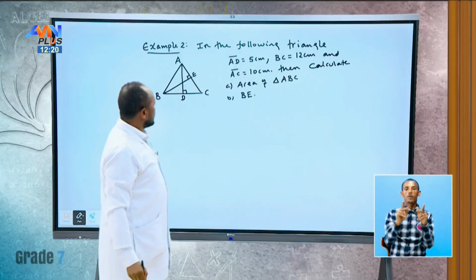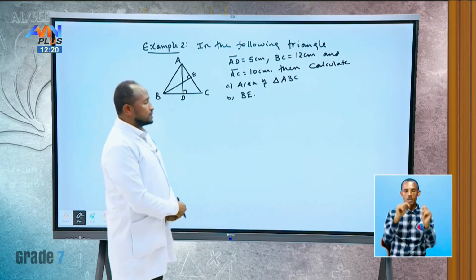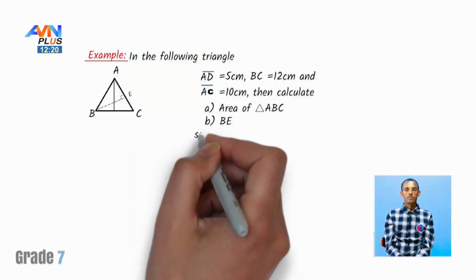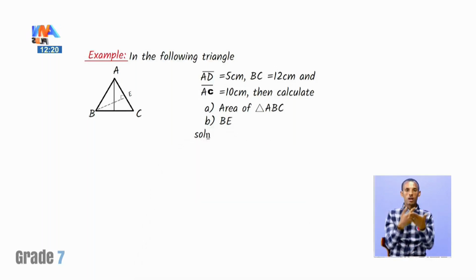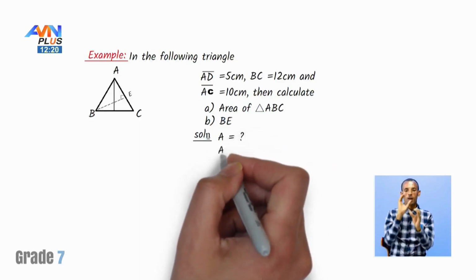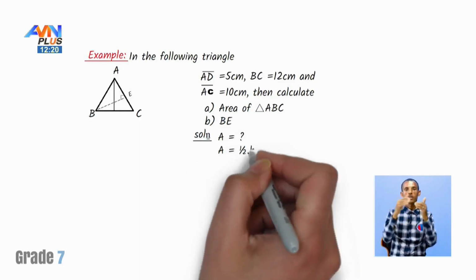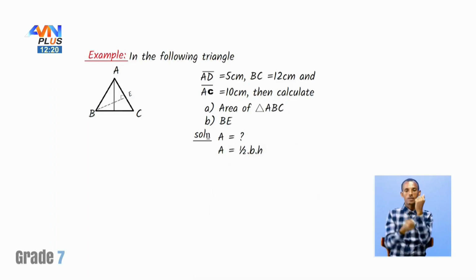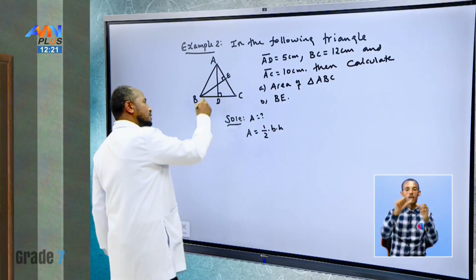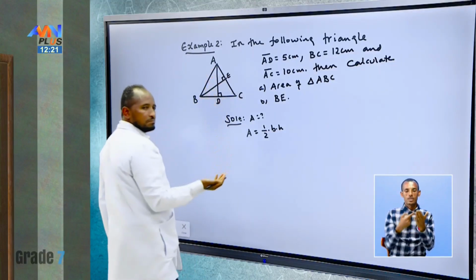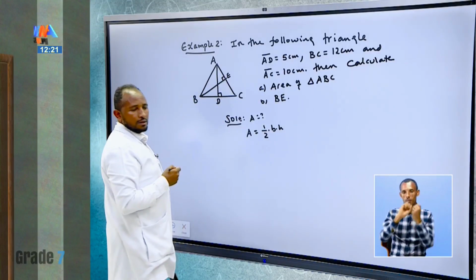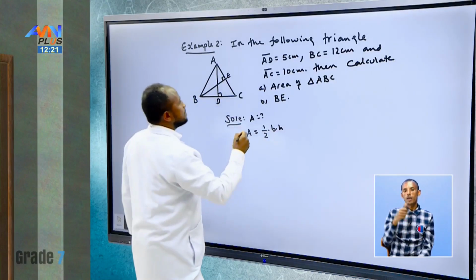Okay, now let's try this question together. Look, here we are asked to calculate the area of the triangle. To calculate the area, we use this equation: half times base times height. To calculate this area, you can use this base and height, or you can use this base and this height BE. So first let's put the numbers here.